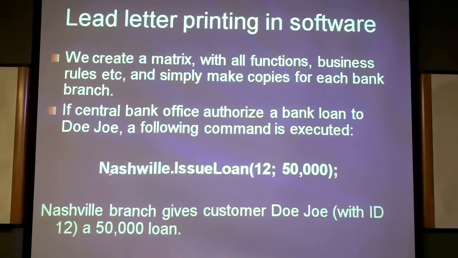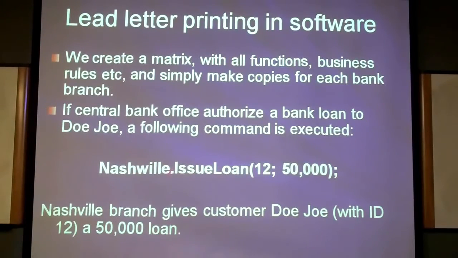can issue this command. So the issue loan command is generic. It's actually put in a matrix, and it's defined in a matrix. For example, the Nashville branch has nothing to do with that. They cannot alter that. They cannot do anything with that. But since this command is issued at the Nashville office, branch, we have to use this syntax.